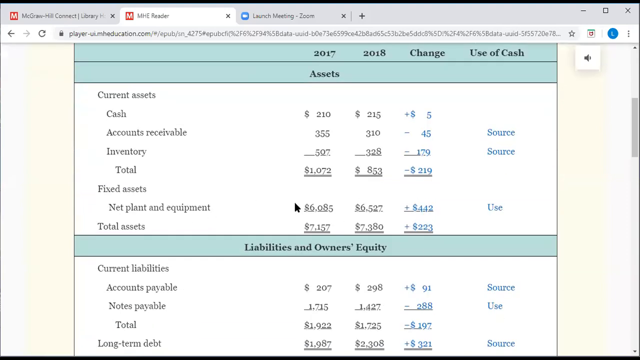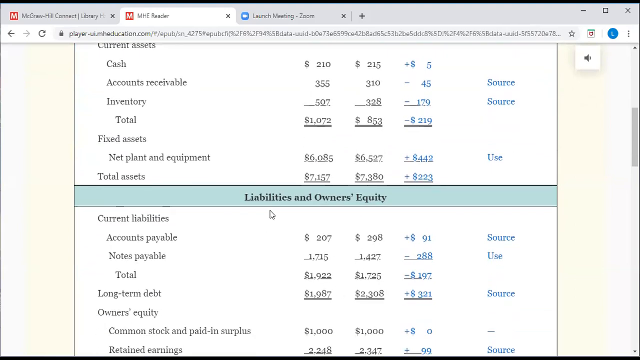Net plant and equipment, I'm sorry, it increased. Just taking a look here, which is a use of cash. So we bought more, so we used cash. Accounts payable increased. So that means we're borrowing more money. When it comes to accounts payable, we didn't pay for stuff we owe on it, so that's a source of cash. Notes payable decreased over the time period, so that's a use.